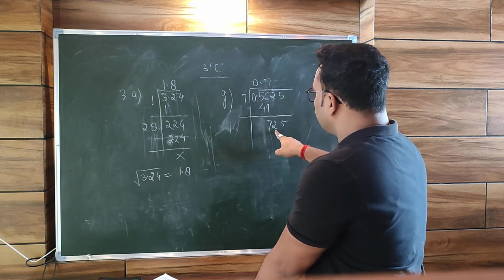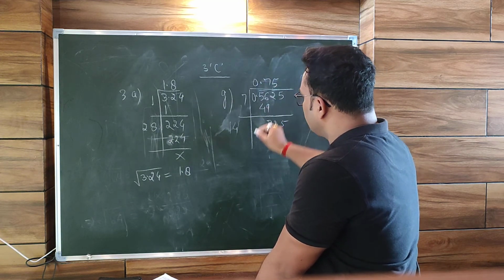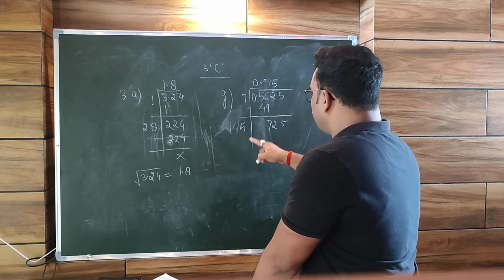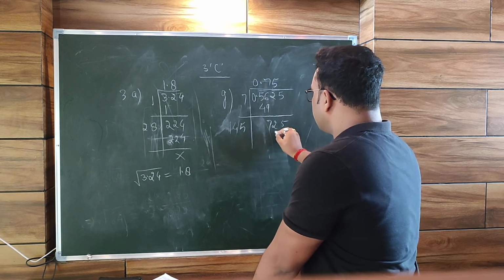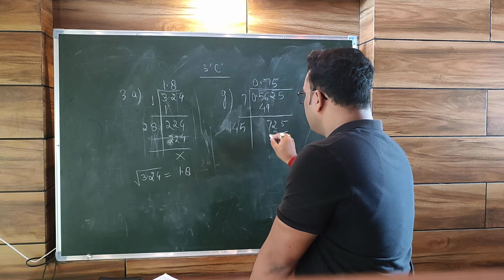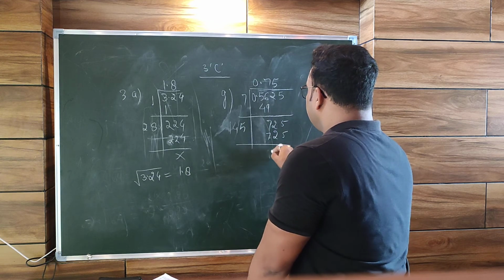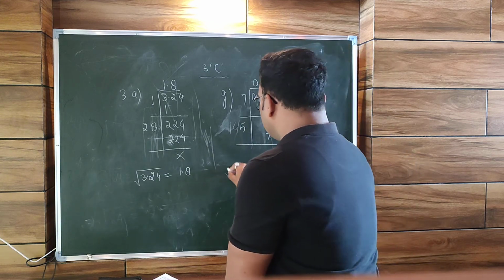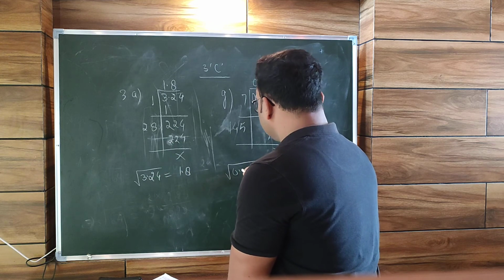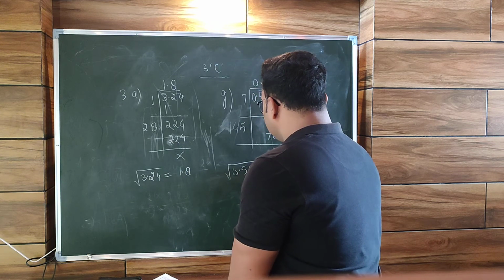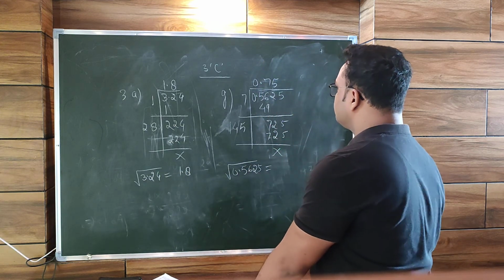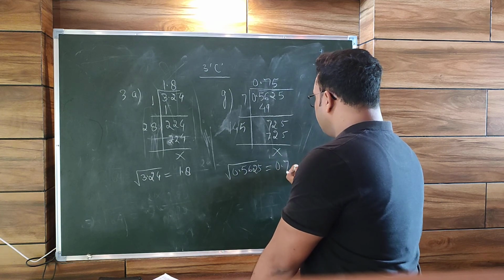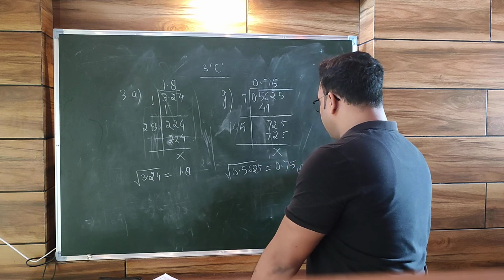5 times, 70 is close to 72. 5 times 5 is 25. 5 5s are 25, 5 4s are 20 plus 2 is 22. 5 1s are 5, 2, 7. It is cancelled. So root 0.5625 will be equal to 0.75, and this is our answer.